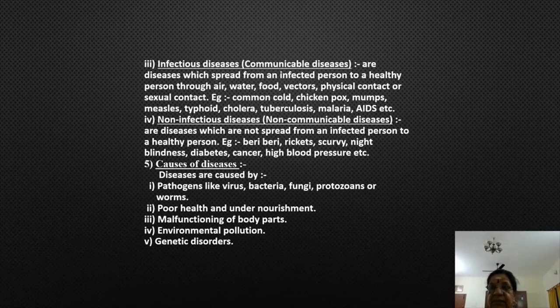Environmental pollution surrounding our houses or in our street, wherever we are. The social well-being, environmental pollution and genetic disorders. So these are the causes of diseases. Pathogens like virus, bacteria, fungi, protozoan or worms, and poor health and undernourishment, malfunctioning of body parts, environmental pollution and genetic disorders. I hope you are able to follow this.